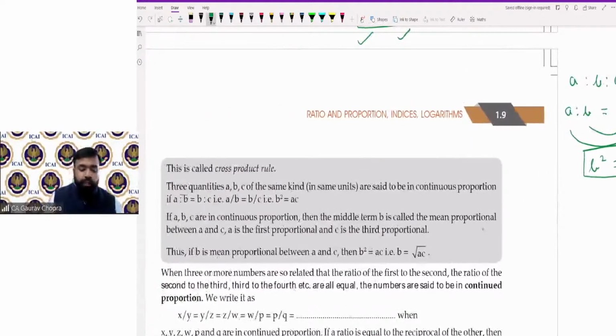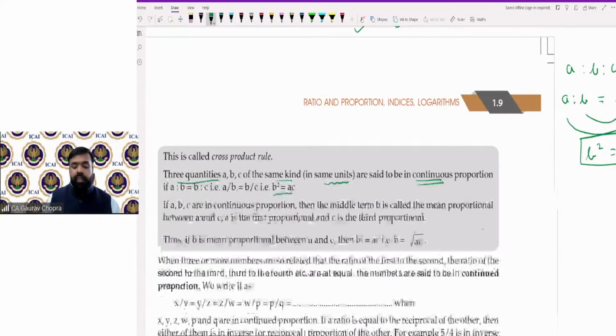So 3 quantities A, B, and C of the same kind, that is, having the same unit. This is the basic condition of ratios which we read in the previous session. It must always be fulfilled. The unit must be the same for all. Either all will be in kilograms, all in meters, or all in centimeters. Whatever be the case, unit must be the same. So these 3 quantities are said to be in continuous proportion. The quantities will be in continuous proportion, but when? When this condition is satisfied, B square is equal to AC. All right. So this is the second condition.